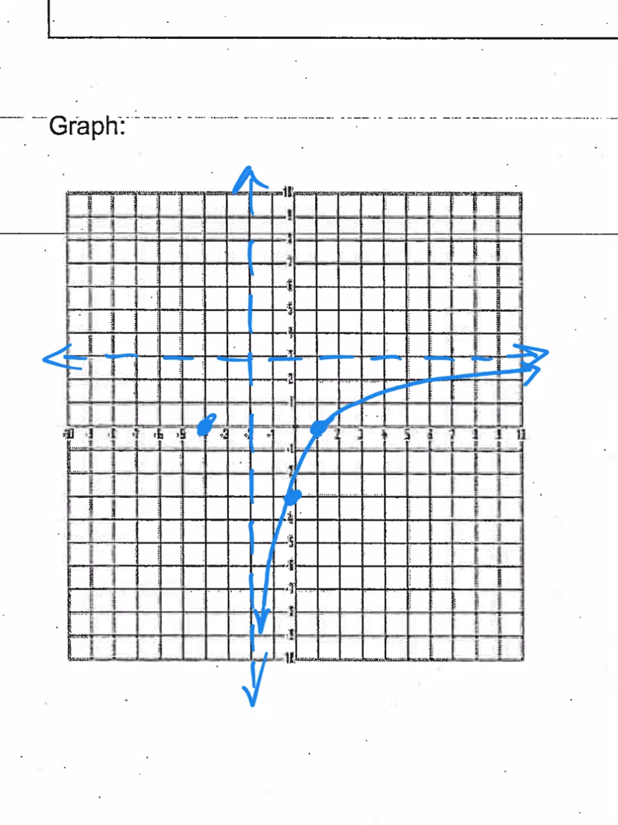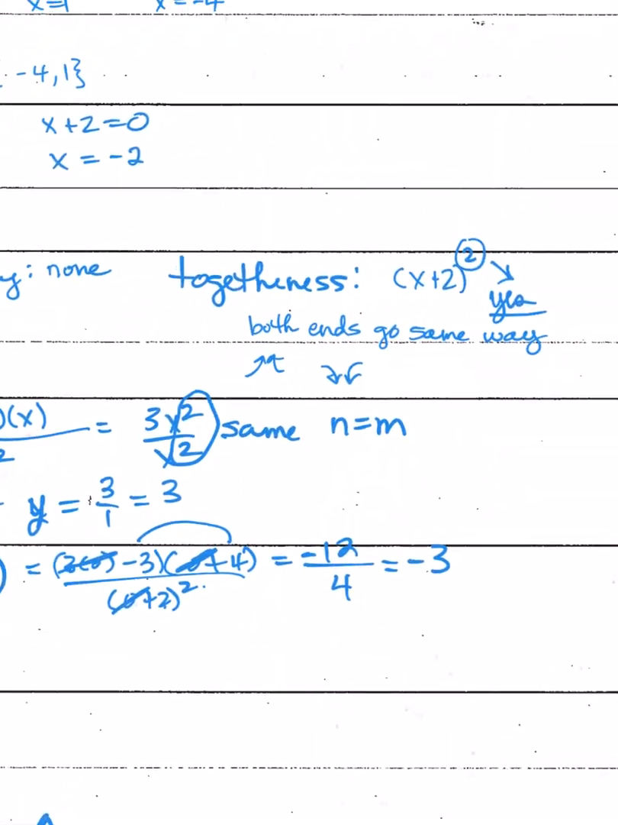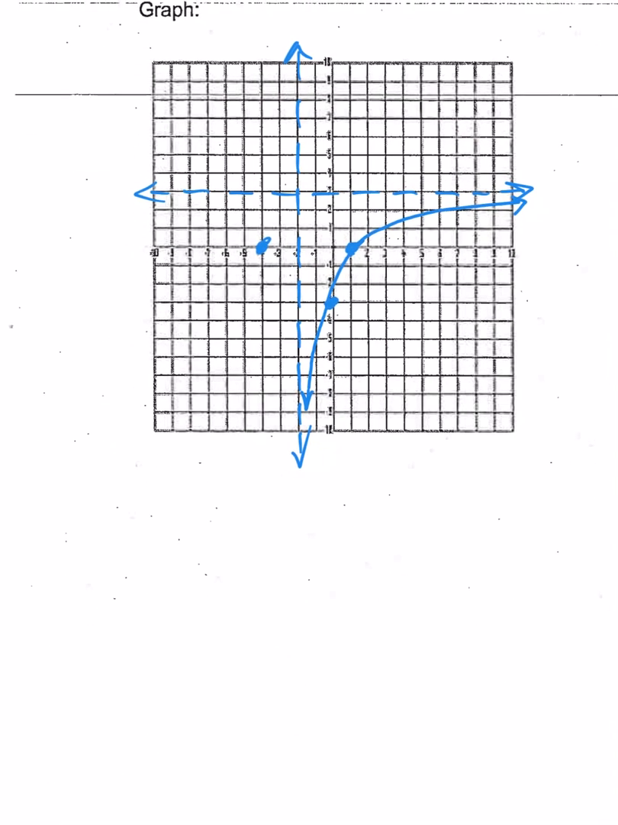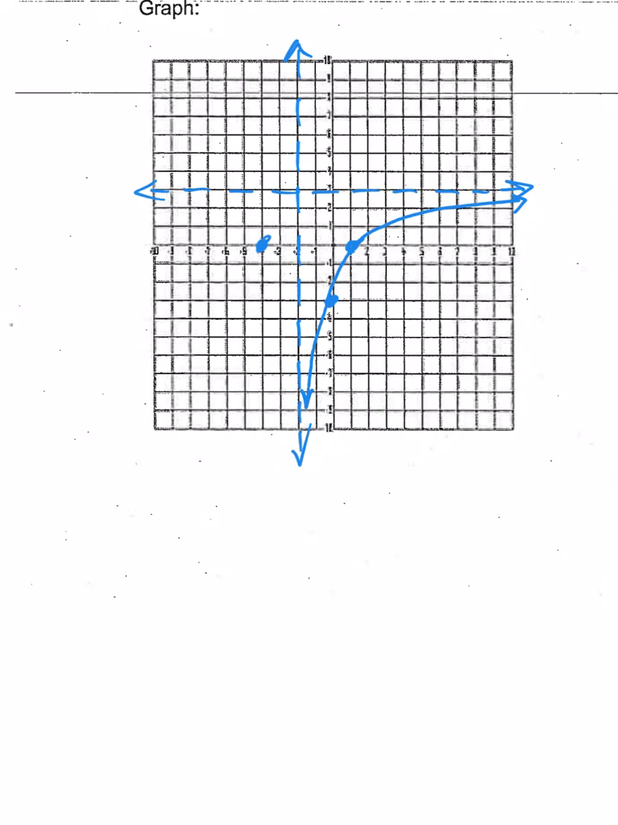Did it have togetherness? So if you look back up here where it said togetherness, we said either the ends both went up or the ends both went down. Which case is this going to be? They both go down, don't they? So take a look at what power that gives you here. What does that mean? From here, it means this goes that way, and then it goes towards the horizontal asymptote on that side.